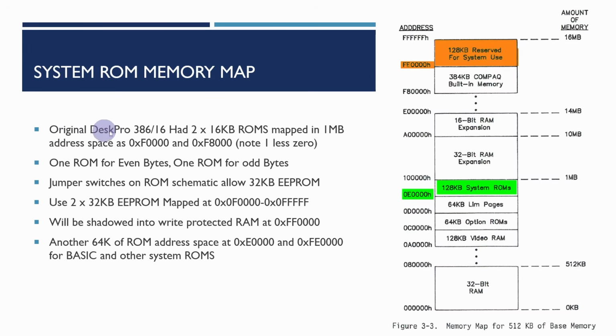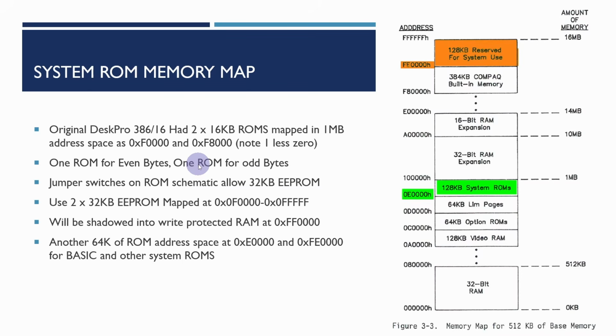So to summarise, the original DeskPro 386-16 had two 16K ROMs mapped in the 1 megabyte address space at F0000 and then duplicated at F8000. Note there's one less zero at the end here than on the previous slide. We have one ROM for even bytes, another one for odd bytes.